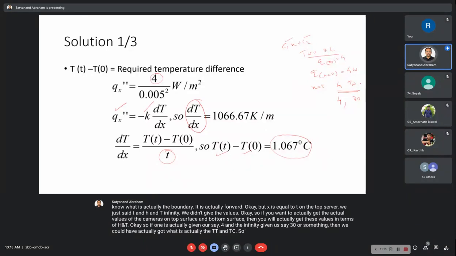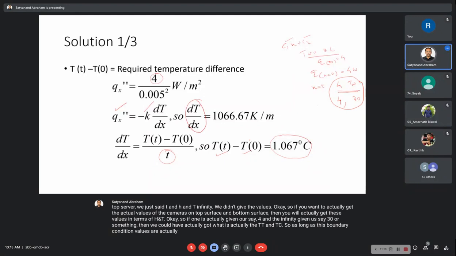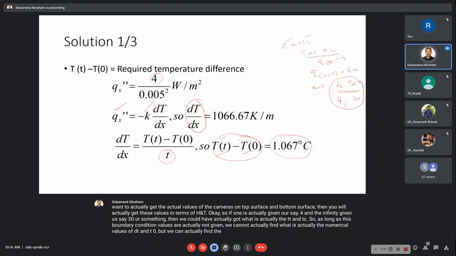So as long as these boundary condition values are not given, we cannot find the numerical values of T_t and T_0. But we can find dT by dx because at least one boundary condition is given. So that is the first question.